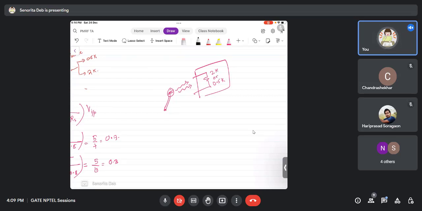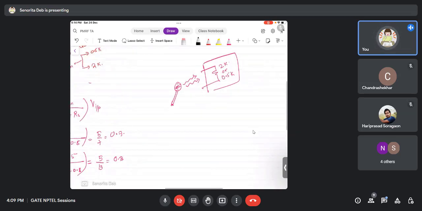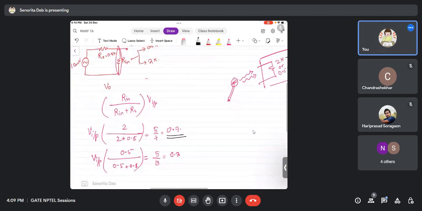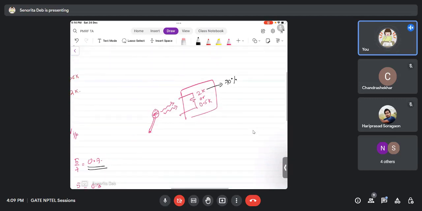So when 2k is your input impedance, you are getting 70% of the signal. How 70%? This ratio 0.7, 0.7 times V input, so it's 70% of input. And when your input impedance is 0.5k, you are receiving only 30% of the input. So which one will you prefer? 2k.